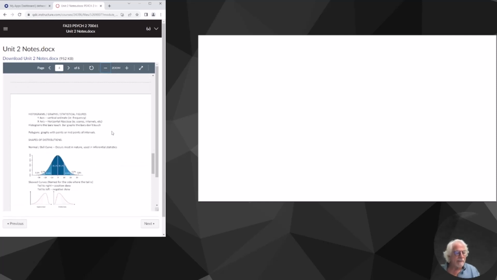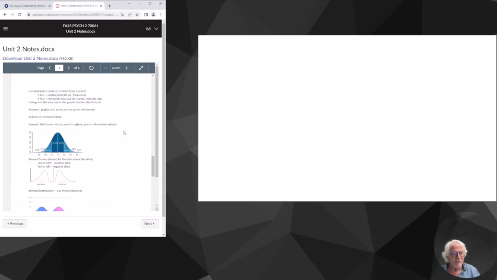So, like I said, the graphs with polygons are the graphs with points or midpoints. And I'm guessing you've seen stuff like this before. I'm not going to stick on it too much. Okay.